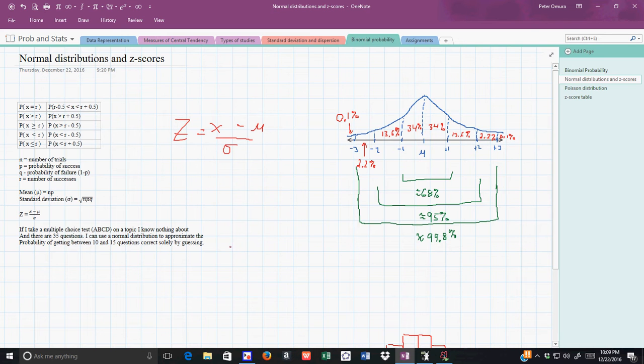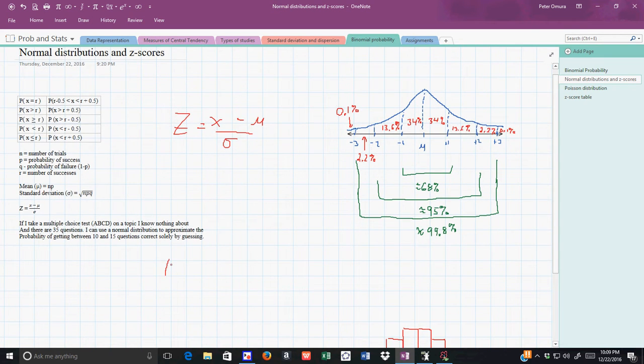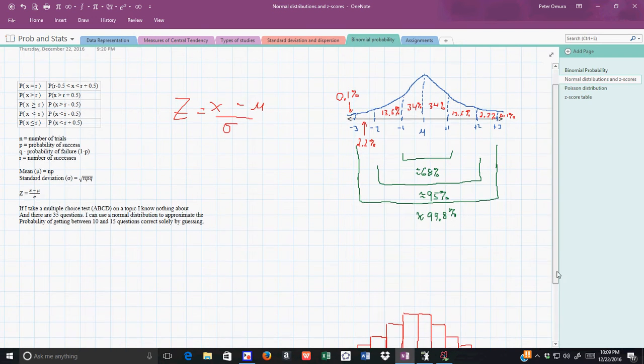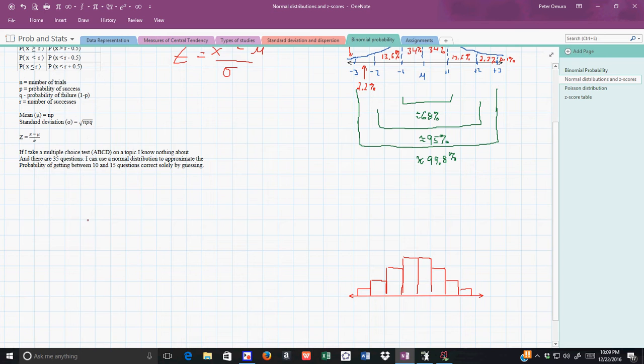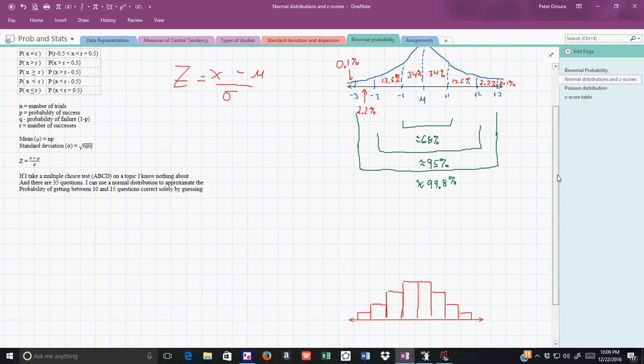All right. So I have an example here, and I'm going to show you two ways of doing it. It says if I take a multiple choice test, and these are my choices, A, B, C, D, on a topic I know nothing about, and there are 35 questions, I can use a normal distribution to approximate the probability of getting between 10 and 15 correct solely by guessing. So I'm going to show you how I do this.